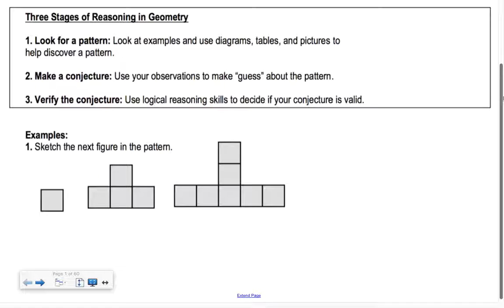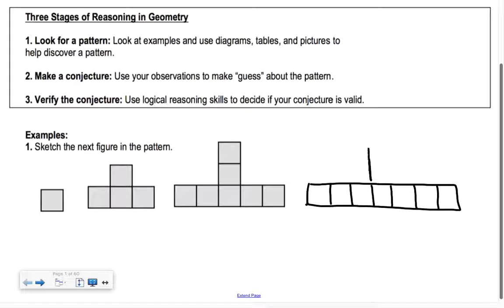7 on the bottom, 3 on top. Yep, exactly. So what are we doing to each side? Yep, we're adding 2 on the bottom and then 1 on the top, right? So we're basically adding 1 thing to the top, 1 thing to the right, 1 thing to the left. So it's going to look like that.